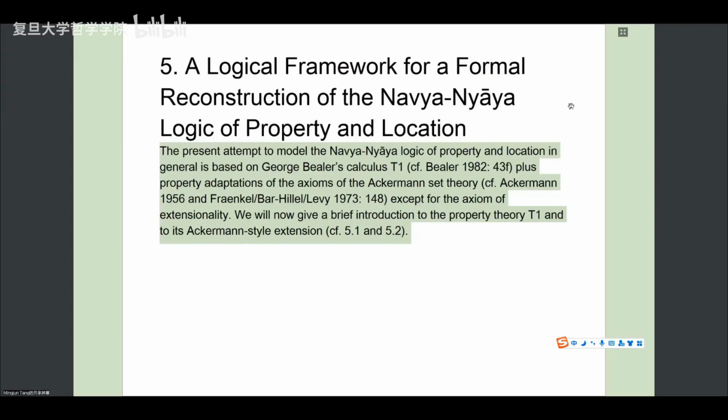So now it becomes a bit technical. A logical framework for a formal reconstruction of the Navya-Nyaya logic of property and location. The present attempt to model the Navya-Nyaya logic of property and location in general is based on George Wheeler's calculus T1 plus property adaptations of the axioms of the Ackermann set theory, except for the axiom of extensionality. We will now give a brief introduction to the property theory T1 and to its Ackermann-style extension.